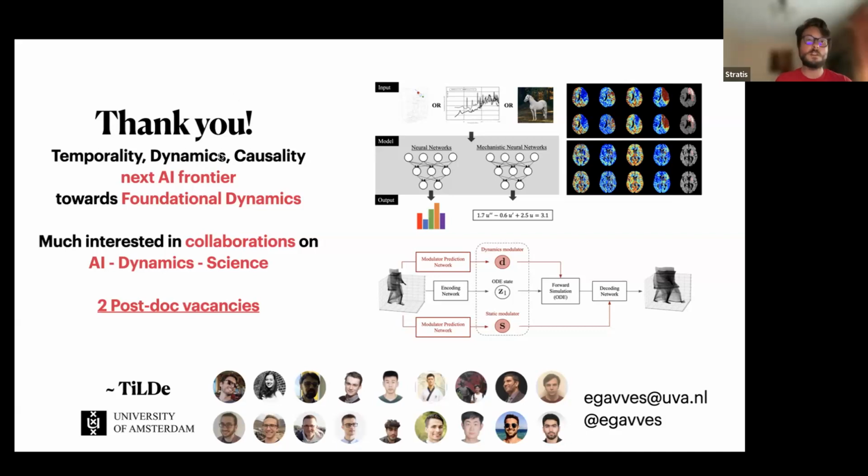So in my opinion, temporality, dynamics, and causality is the next AI frontier towards foundational dynamics. I think it's imperative to do that in order to go to the next level. I don't think ChatGPT or the likes will be able to make it without some form of dynamics, temporality, and causality in them, because I cannot see how they can extrapolate. I don't believe that when we go beyond language, models can sustain learning all these innumerable correlations. And I believe works like physics-informed neural networks are an excellent example why this is the case.